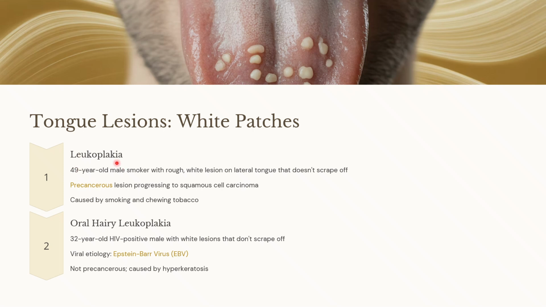Tongue lesions. There are two important tongue lesions. One is leukoplakia, the other is hairy leukoplakia. The leukoplakia is the one which will have a curd-like deposit over the tongue, and if you scrape it, it doesn't scrape off. That's how the leukoplakia will be.